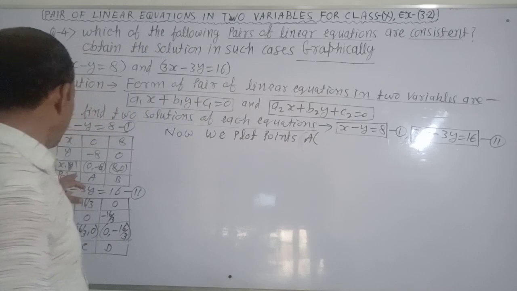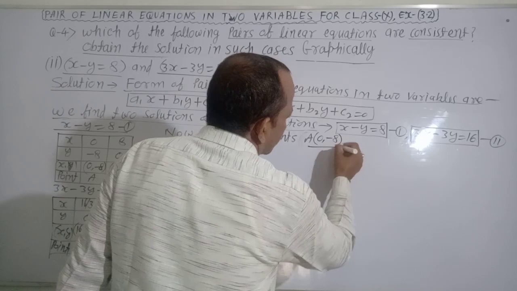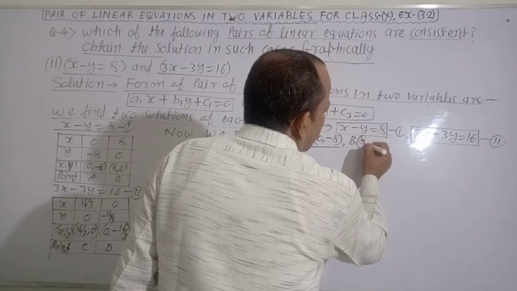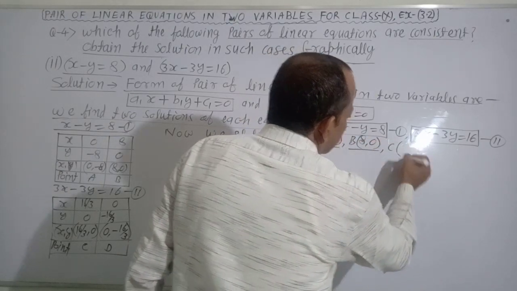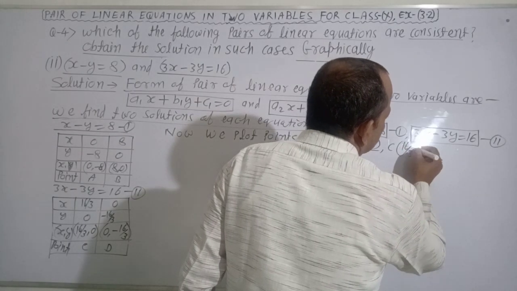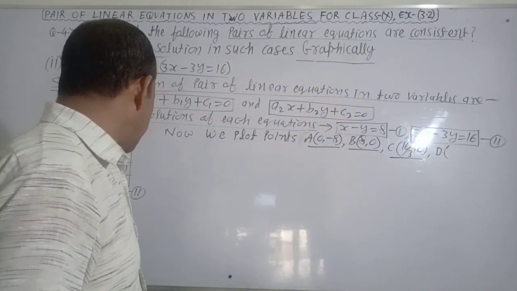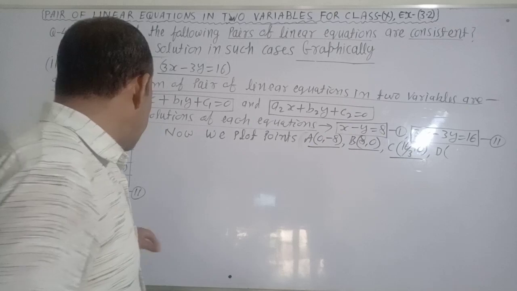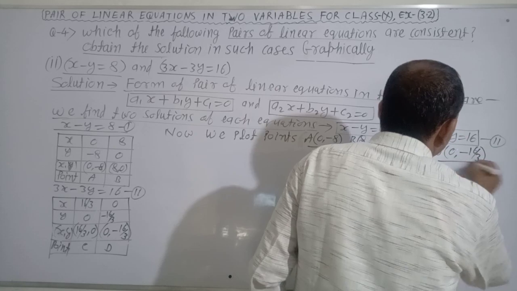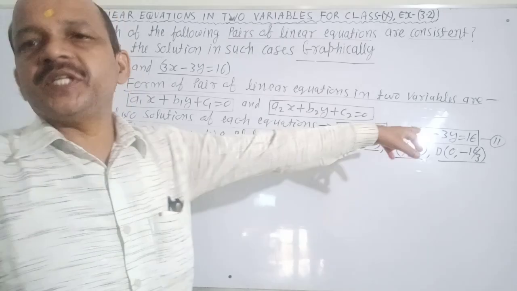A. A means coordinate 0 and minus 8. B coordinate 8 and 0. C coordinate 16 by 3 and 0. Point D coordinate 0 and minus 16 by 3. Clear? We plot points A, B, C, D.